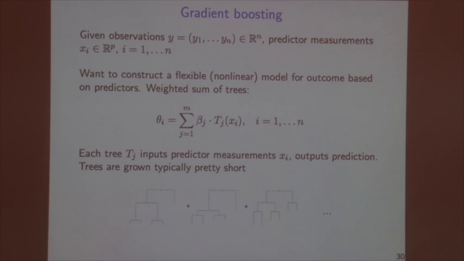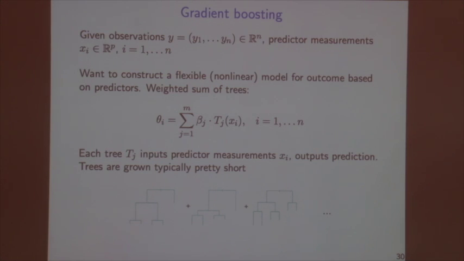So gradient boosting. The goal here is that, so this is a tweaked application of gradient descent, which is actually interesting. You're given a set of observational y's, y1 to yn. These are n-dimensional vectors. You can think of those as being, for simplicity, just scalars, just numbers. And you have a set of predictor measurements xi, which are p-dimensional vectors. So i is indexing the individuals. p is the number of features that you are recording. And for each of these individuals, you have a response y.